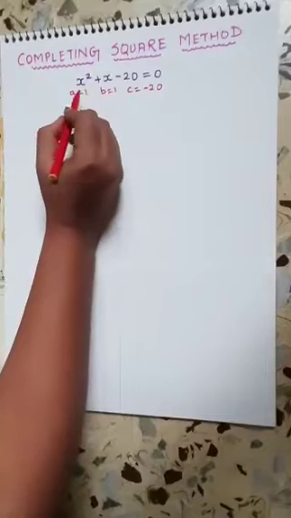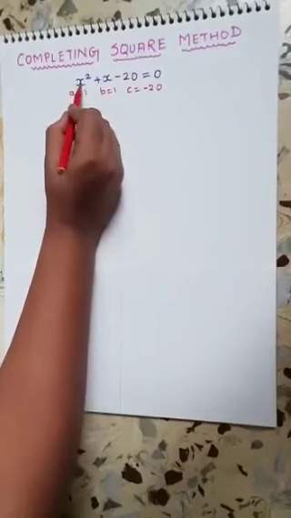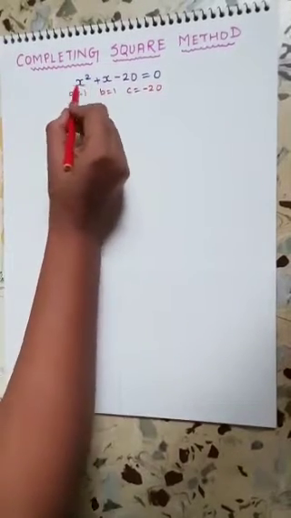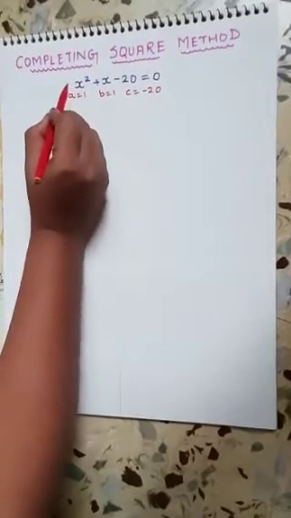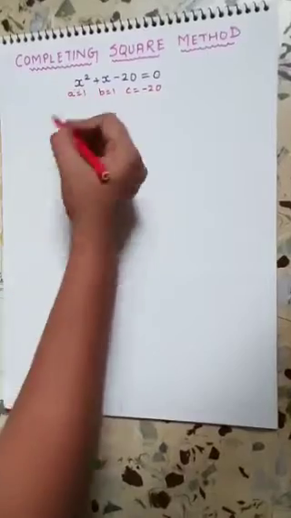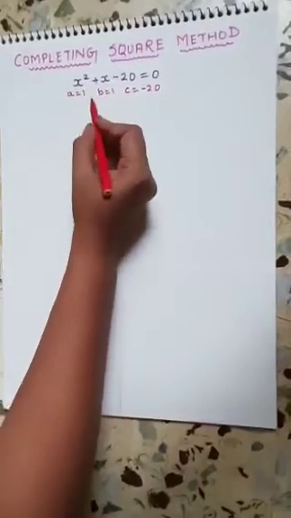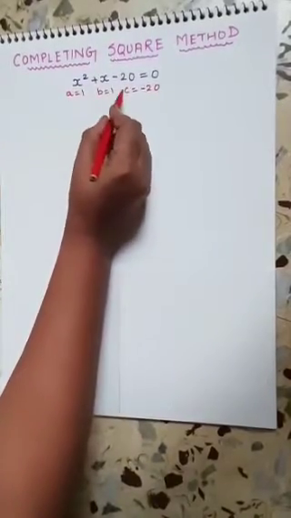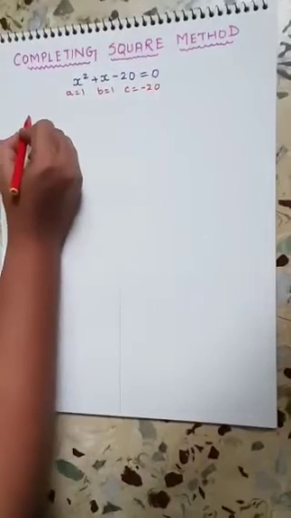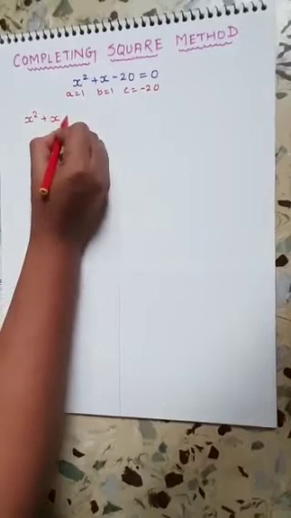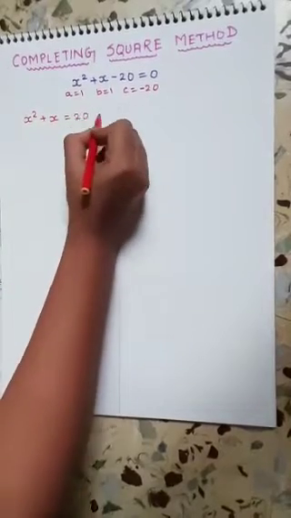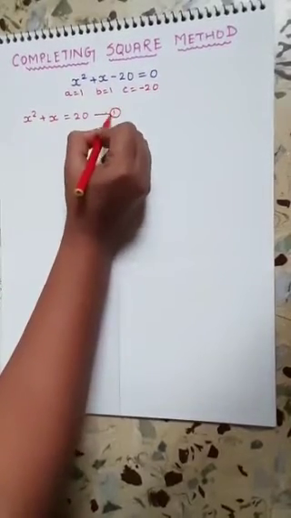The first step is to try to make the coefficient of x square as 1. Now in this question it is already 1. If you see, the coefficient of x square is 1. So our first step is reduced. So we'll jump on to the next step, that is, shift the c, that is the constant, to the right side. So we'll write that step: x square plus x is equal to 20. Mark that as equation 1, because you are going to require that.